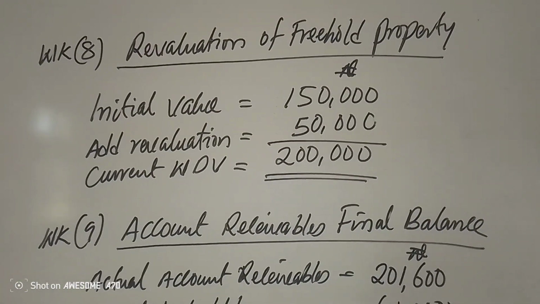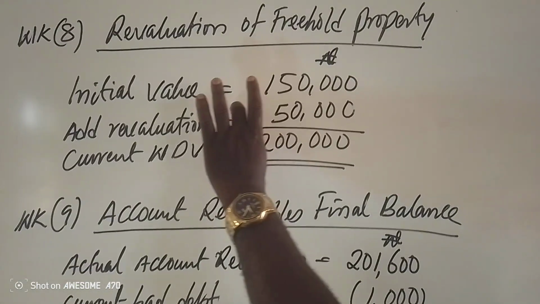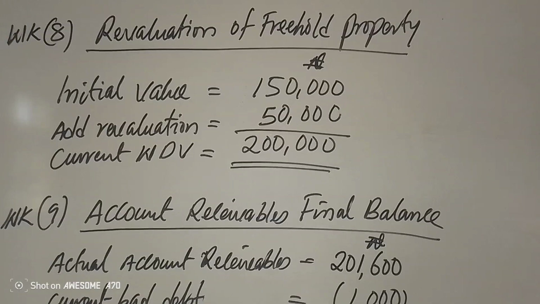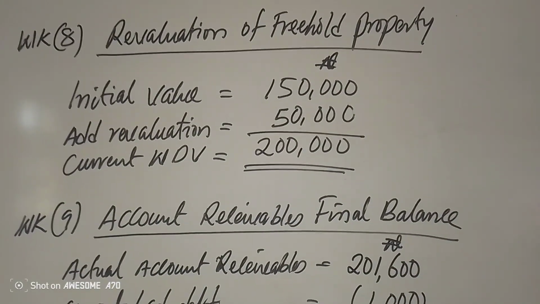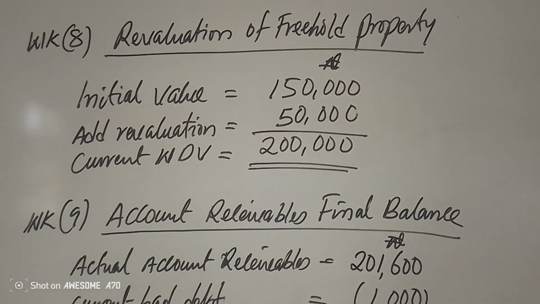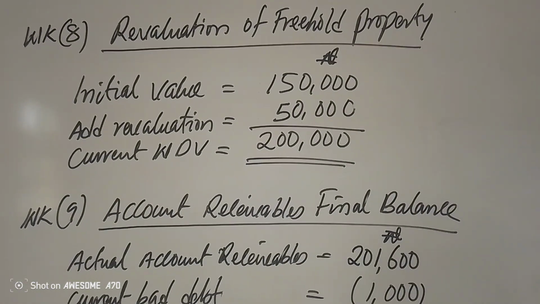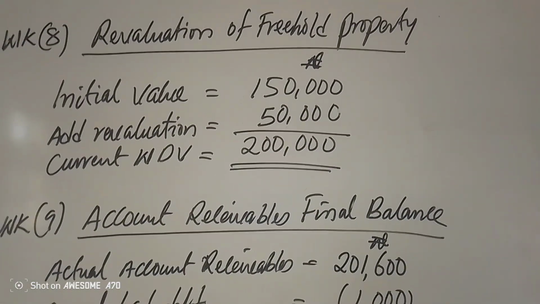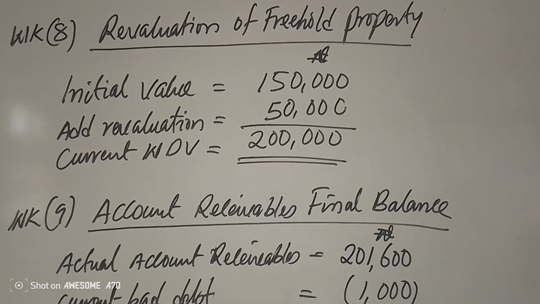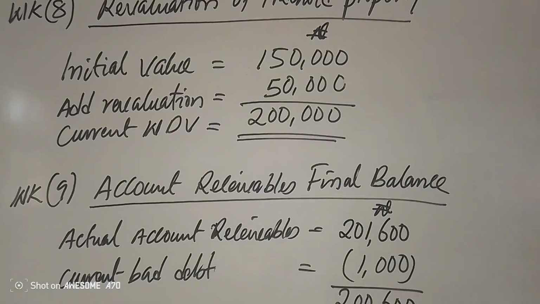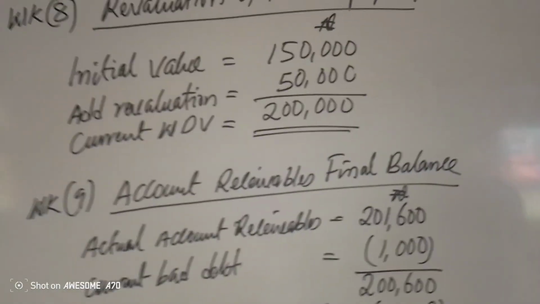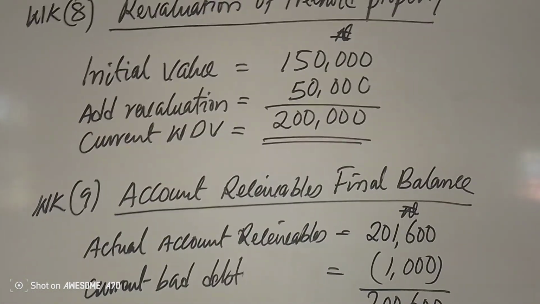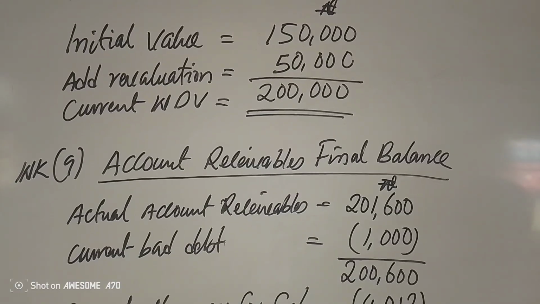50,000 becomes what is called revaluation surplus or revaluation increase. So this will be added to the net profit to give you what is called total comprehensive income. So 200,000 will be used in the statement of financial position, while the 50,000 will be added to net profit to give you total comprehensive income. If it's a decrease, you treat it as such. You deduct it from net profit, and you also use it in the statement of financial position appropriately.